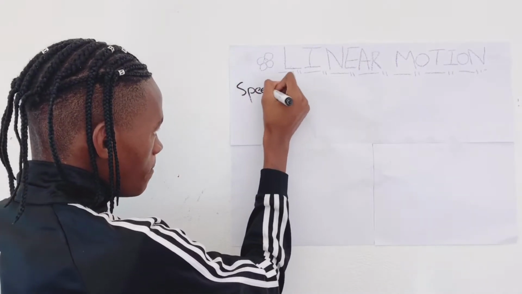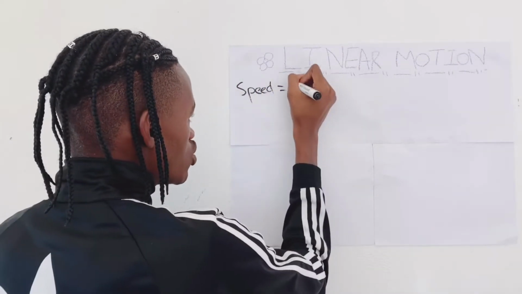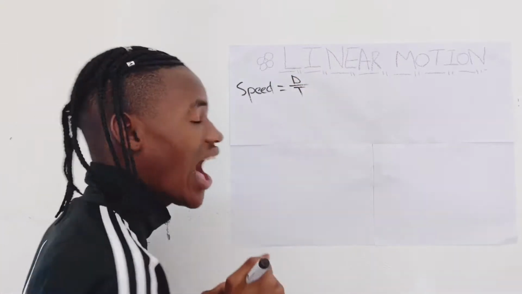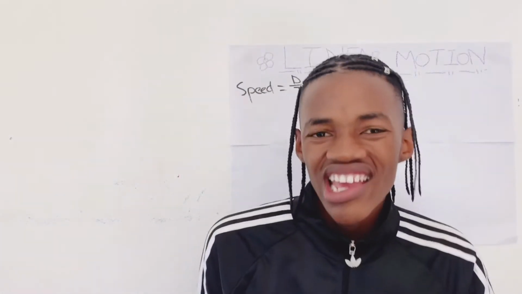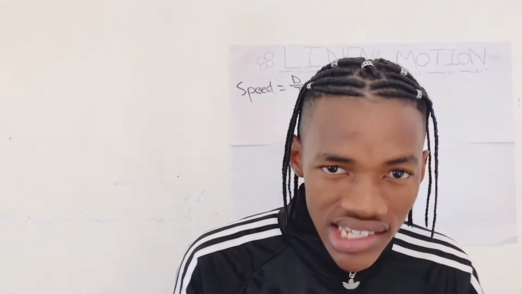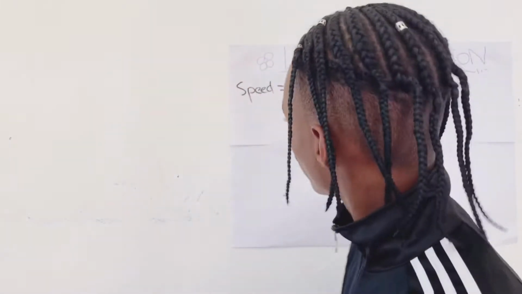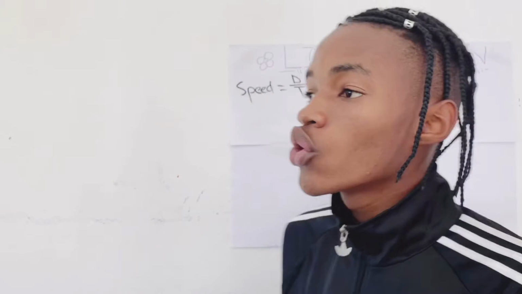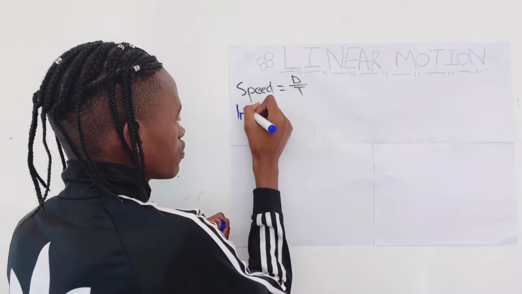So speed is equal to distance over time. So speed is the distance traveled over units of time. So now for you to calculate your speed, you're going to say your total distance covered divided by the time. And then you also have instantaneous speed.